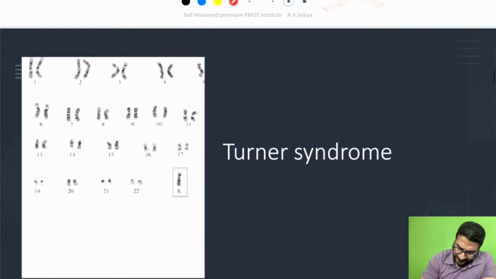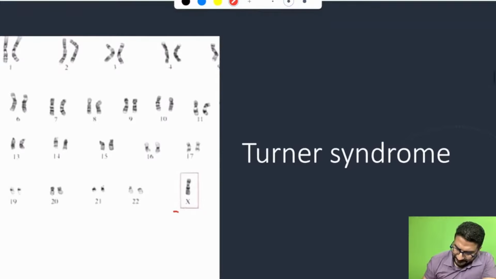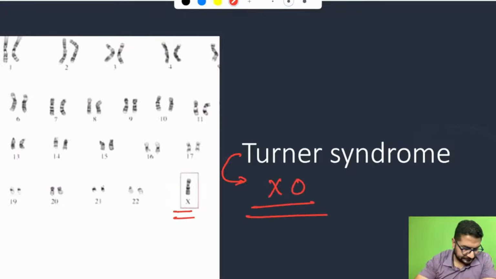ओके, now look at the karyotype. अब कैरियोटाइप को ध्यान से देखो, यहाँ X सिर्फ एक ही है, so what we call this is Turner syndrome. You can notice, इसको बोलते हैं XO. XO क्लियर? आगे चलो.